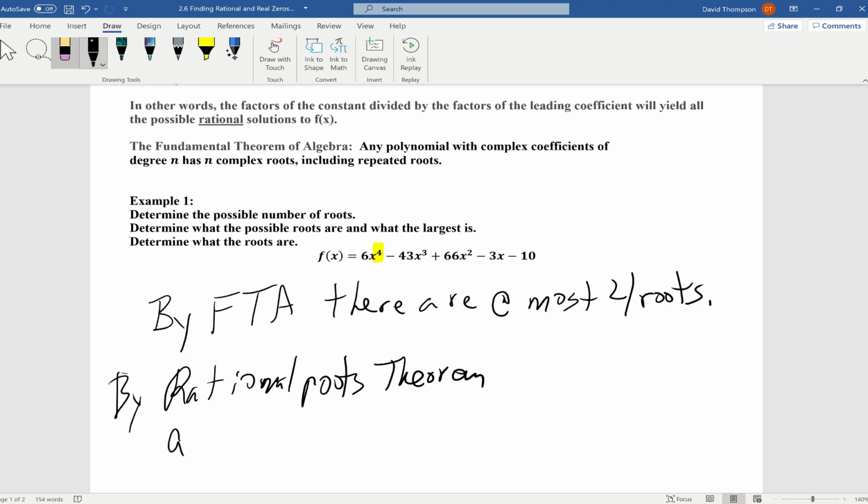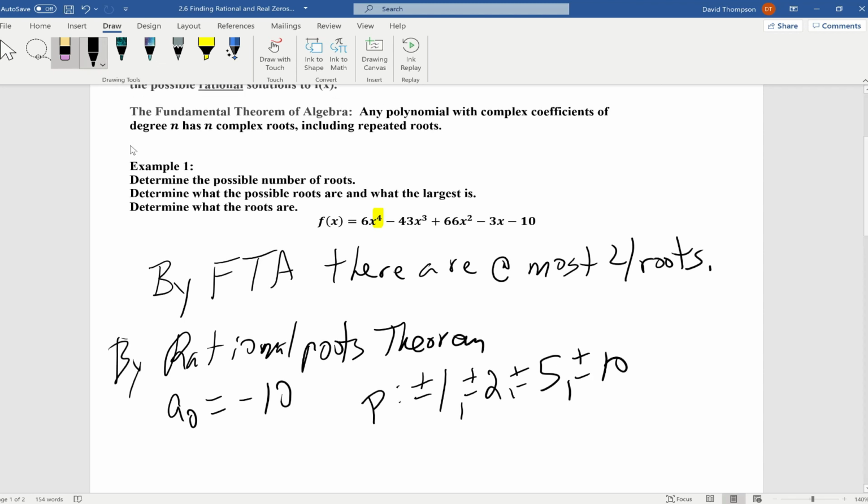Our a_0 equals negative 10. So that means our factors of a_0 are p. So we have factors of 10. It's going to be plus and minus 1, plus and minus 2, plus and minus 5, and plus and minus 10. All these numbers multiply to 10. 1 times 10 is 10, and 2 times 5 is 10.